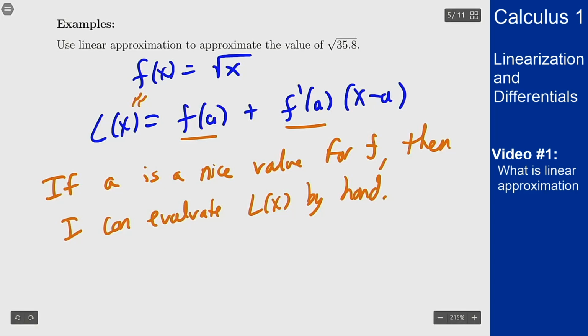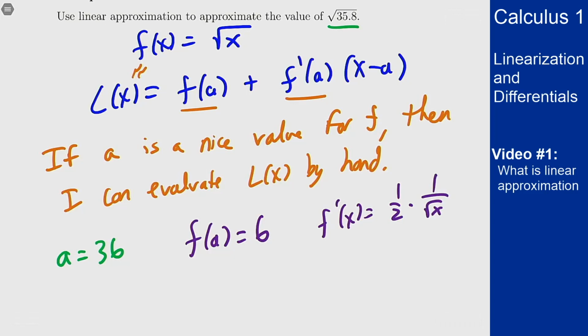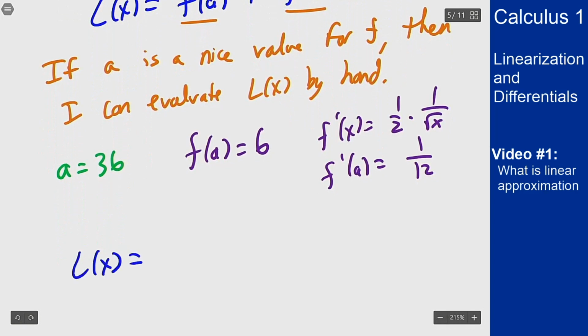So I see here the square root of 35.8. What's a value close to 35.8 that I can easily take the square root of? Well, that's 36. So I'm going to take a here to be 36. Then f of a is just the square root of 36, which is 6. f prime of x is going to be 1/2 times 1 over square root of x, or 1/2 x to the minus 1/2. Plugging in 36 there, f prime at a is 1 over 12. So this means my linearization function, L of x, is equal to f of a, which is 6, plus f prime at a, which is 1/12, times x minus a, which is 36.